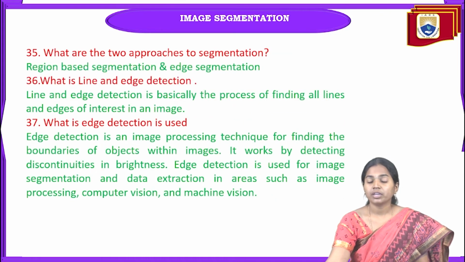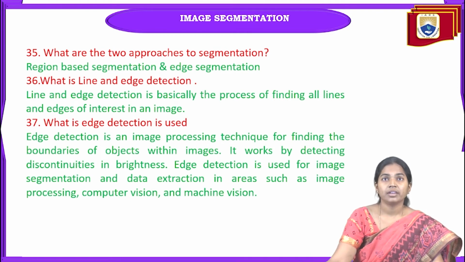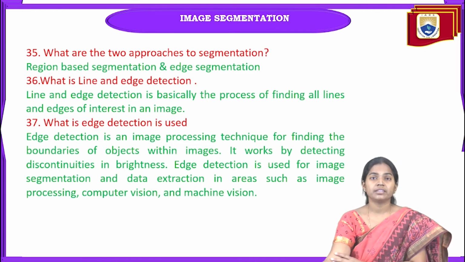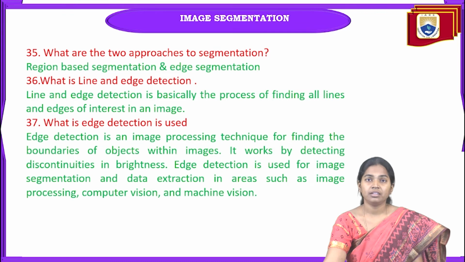And next, what are the two approaches to segmentation? Region-based segmentation and edge-based segmentation. In region-based segmentation we have region growing, region splitting and region merging. In edge-based segmentation, to detect the edges we use edge detection, with the Sobel, Prewitt and Roberts kernels. With these three kernels, we can detect the edges of an image.